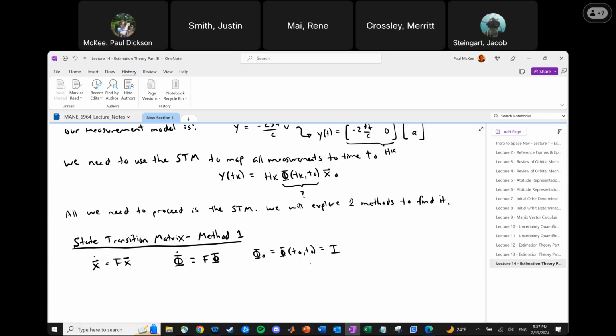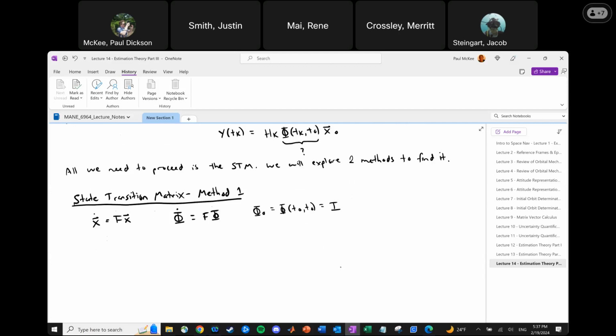Okay, so what do we know about our dynamics? So let's explore this for a minute here. The derivative of velocity is acceleration, right? So this would be written like so. Derivative of the acceleration, well, we're saying that it's zero. We're assuming a constant acceleration system. So this is now our F matrix.